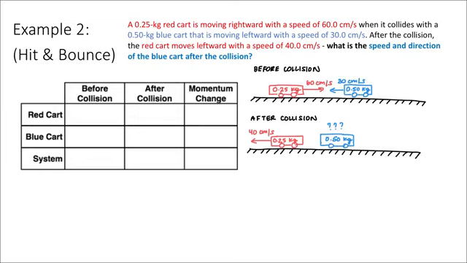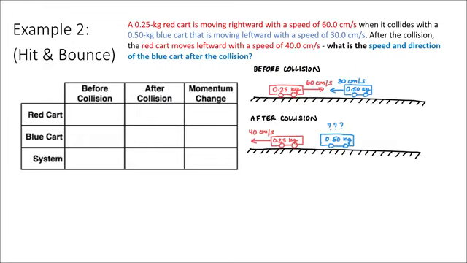All right, I've gone ahead and drawn my before and after collision scenarios, and in this case, we don't know the direction or the velocity of the blue car after the collision. So we're looking for essentially the sign and the magnitude of the velocity of the blue car. I'm going to begin by once again completing my momentum table here with the quantities that I know already.